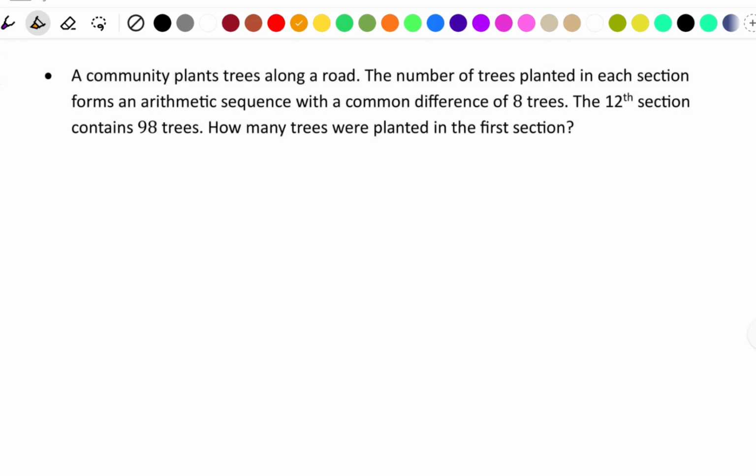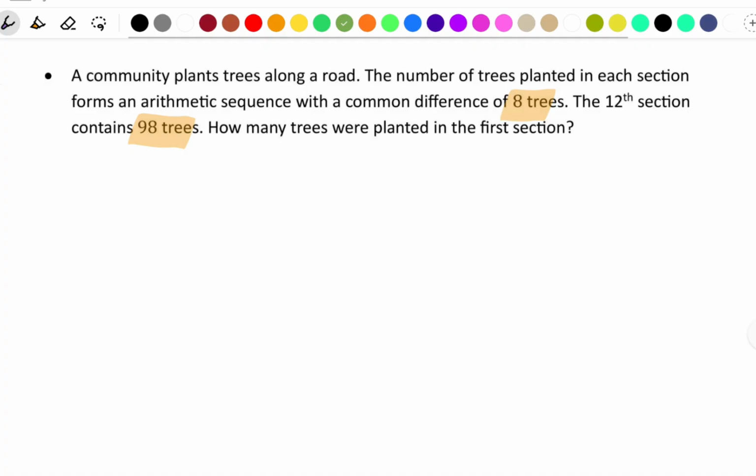A community plants trees along a road. The number of trees planted in each section forms an arithmetic sequence with a common difference of 8 trees. The 12th section contains 98 trees. How many trees were planted in the first section?